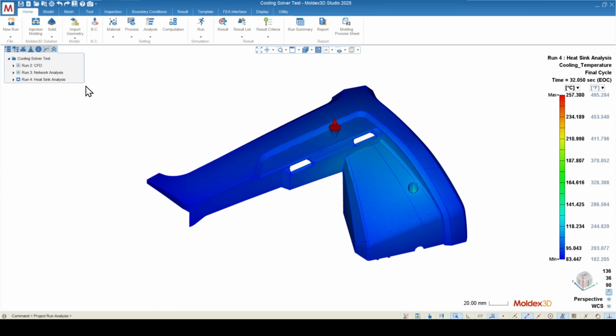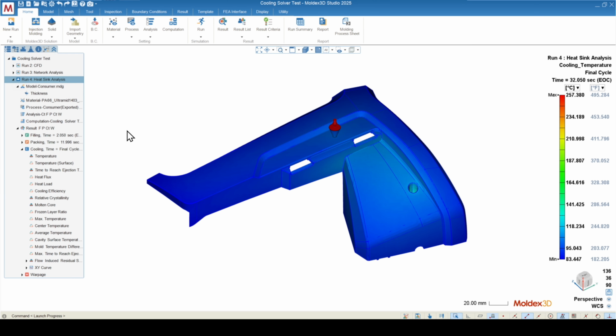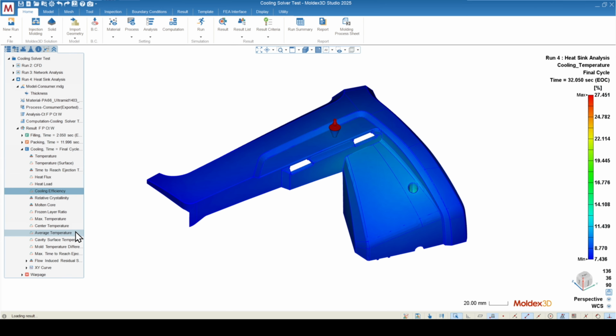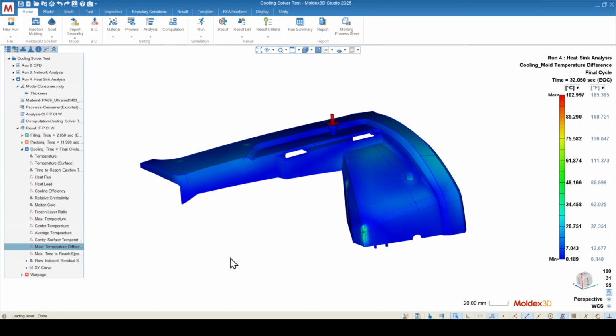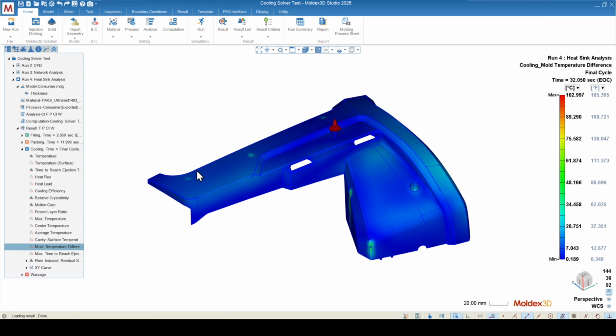First things first, though, let's look at the outputs of each of these cooling solvers. Starting with the most simple of them, the heatsink analysis. This will give us all of the heat transfer based information. And so we can see things like temperature, we can see the cooling efficiency, we can see our mold temperature difference, and all these are necessary for the evaluation of the simulation results, minus the temperature difference between the inlet and outlet. All of the questions that you would want to answer for a cooling analysis interpretation are covered in the video here.